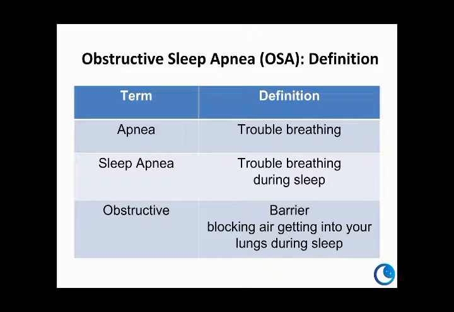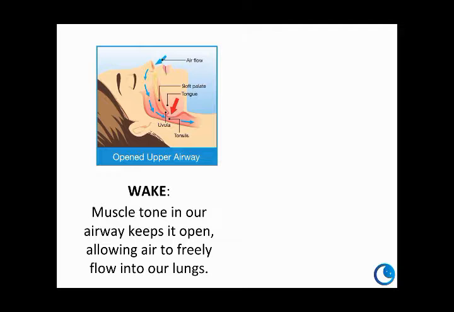And obstructive means it's not necessarily a problem of your brain or your heart or your lungs. It's an obstruction or a barrier from getting air into your lungs when you sleep at night. And that barrier or blockage occurs in the back of the throat. So when you're awake, there's muscle tone that keeps the airway open. This allows air to filter through the nose, down the back of the throat, and into our lungs.